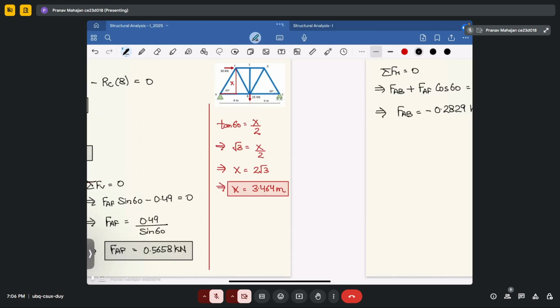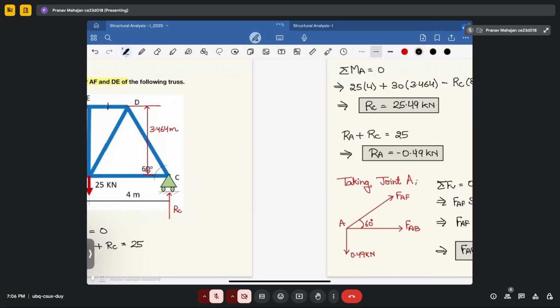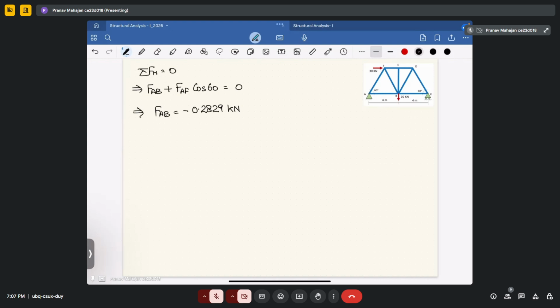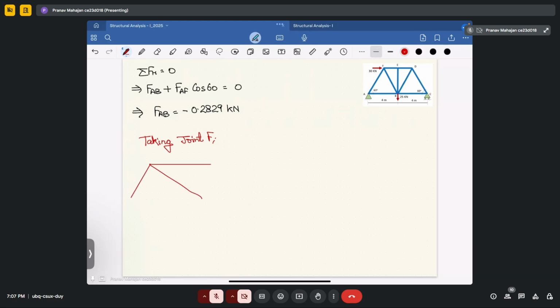Now we have to determine another member force, that is FED. So we have to reach till point D. How will we do that? We will start with joint F. Okay, now we will do joint F. Taking joint F, draw the free body diagram of this. So this is your F joint. This will become FFE. This will become FFB. This will become FFA. Now draw the vertical line here to show the angle.